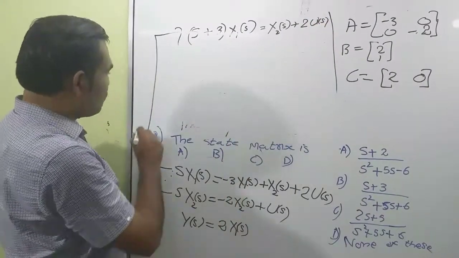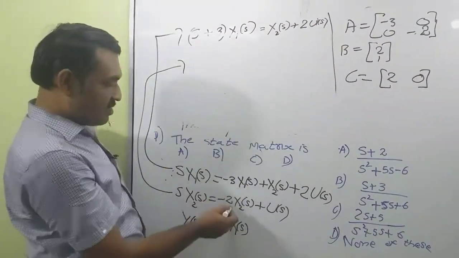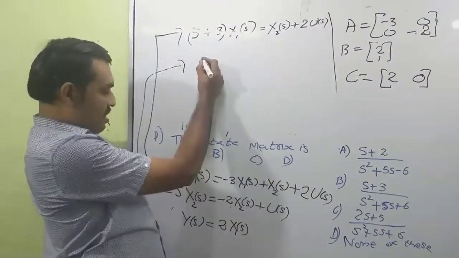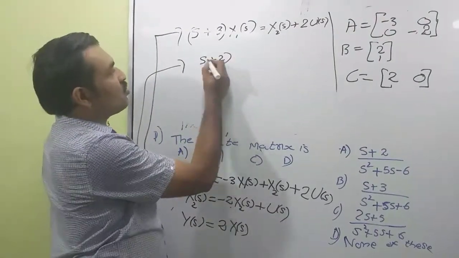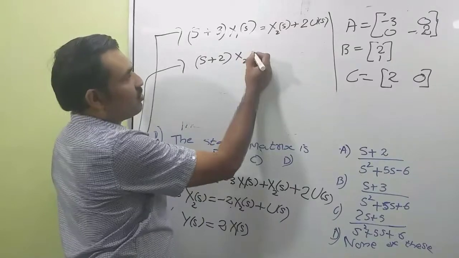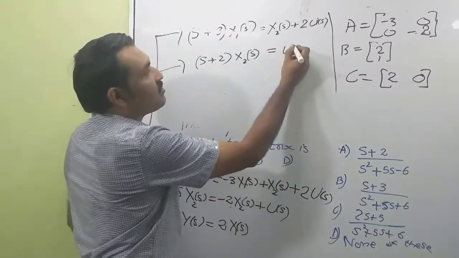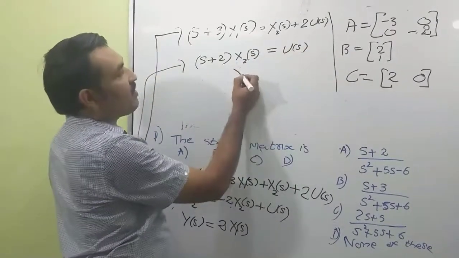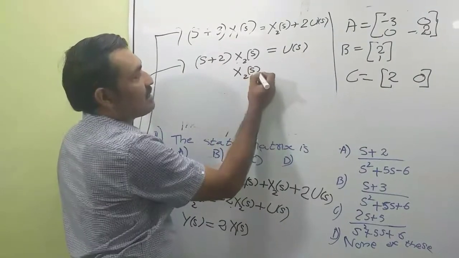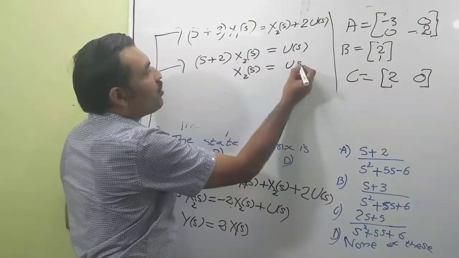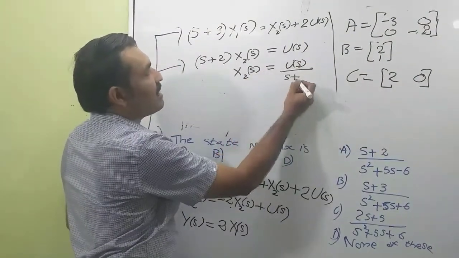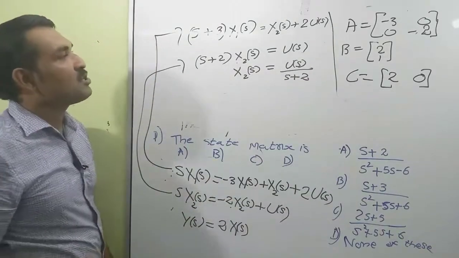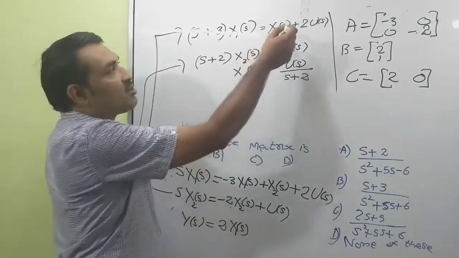And equation 2 can be written as, this term is taken to the LHS. So (s plus 2) times X2(s) is equal to U(s). From here we can obtain X2(s) equal to U(s) divided by (s plus 2). Now substitute the value of X2(s) in equation number 1.